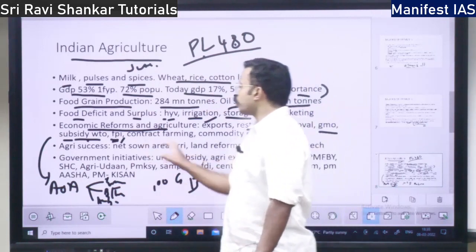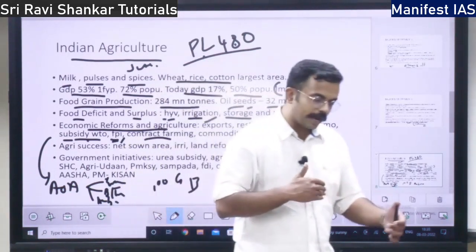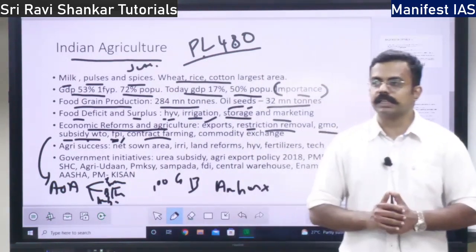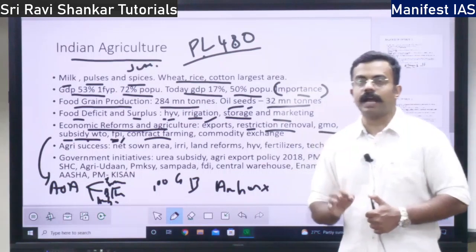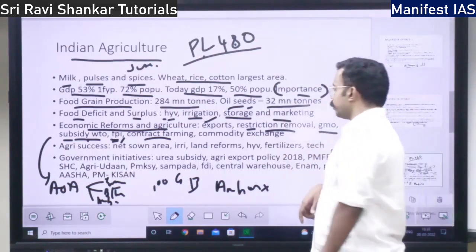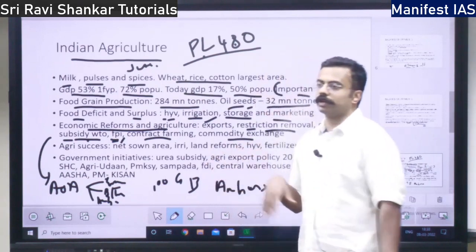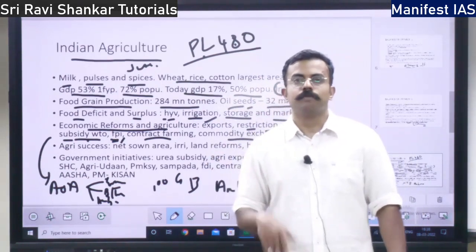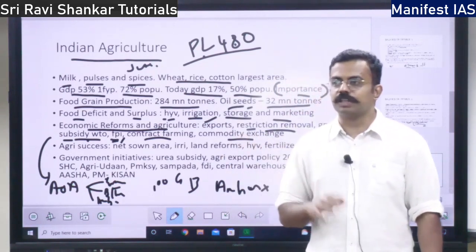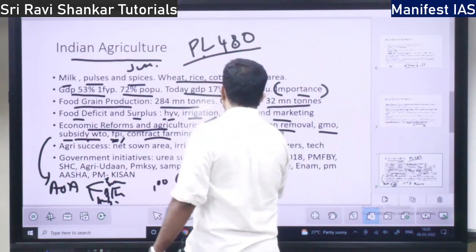Then we have contract farming. There will be a contract between a buyer and an agriculturist, a farmer. So according to the contract, the products will be grown. Contract farming has increased. Then commodity exchange, I told you, right? Just like the stock exchange, the Forward Markets Commission merged into SEBI. We had a commodity exchange, so commodity exchange is also there, right?